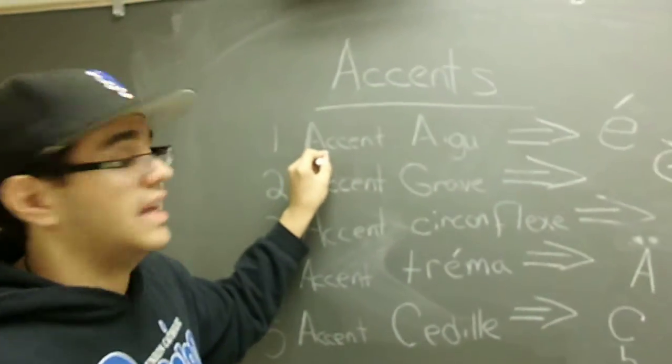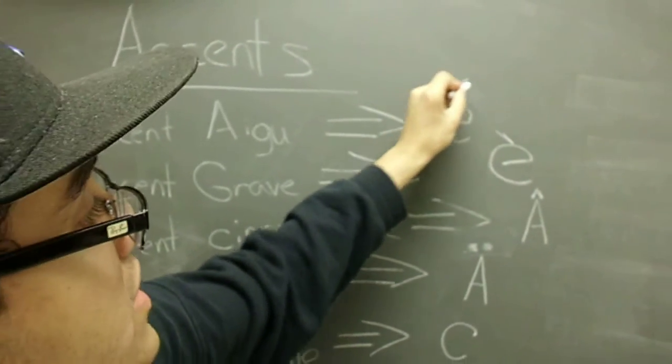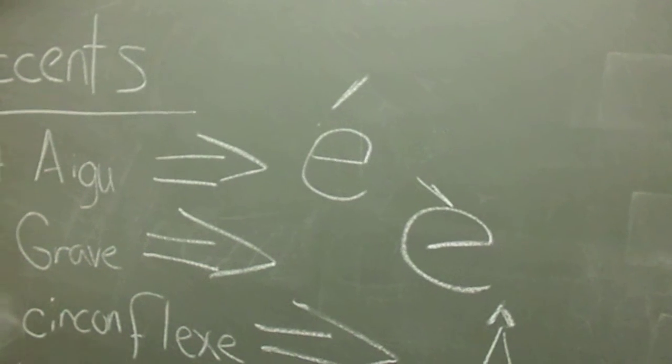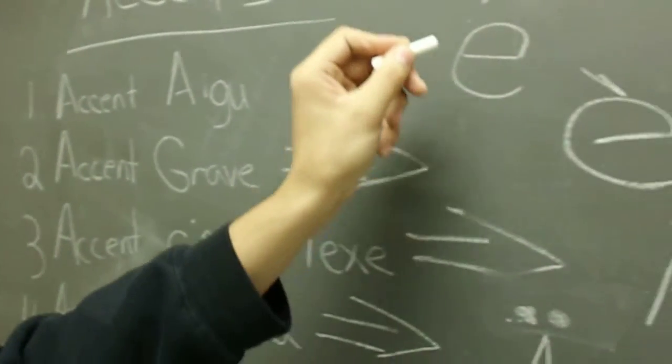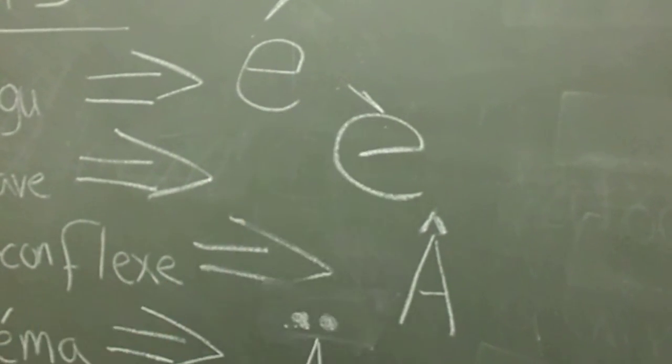There is accent aigu, which is a line from the bottom left to top right. Zoom in please, thank you. Second one is called accent grave. It is the opposite of aigu. It is from top left to bottom right.